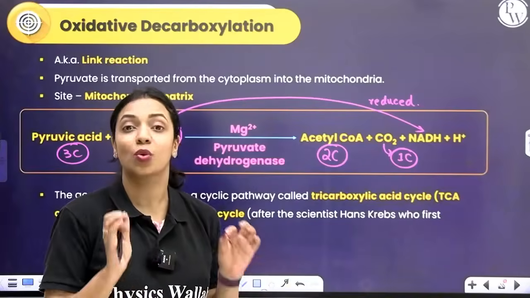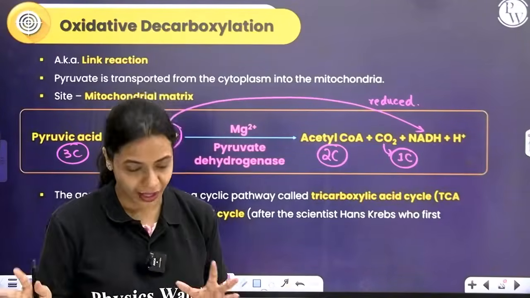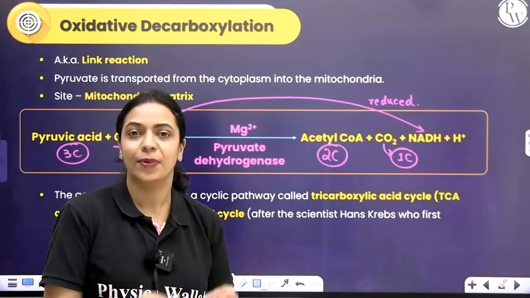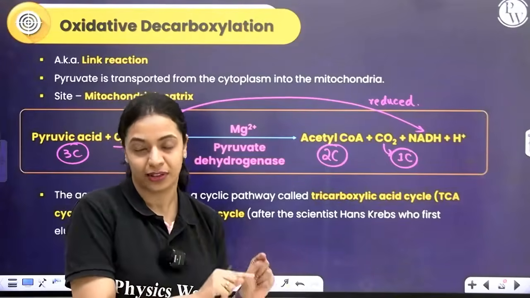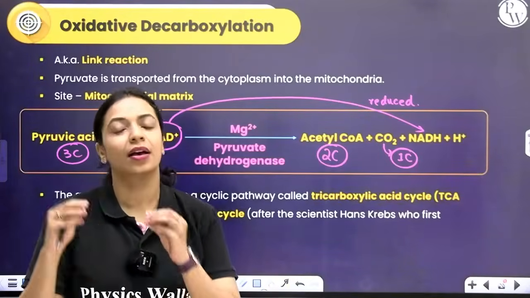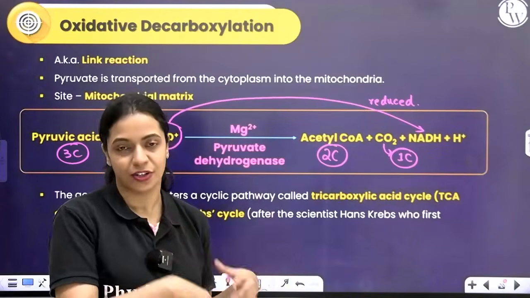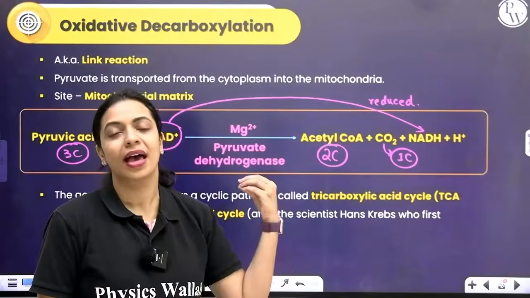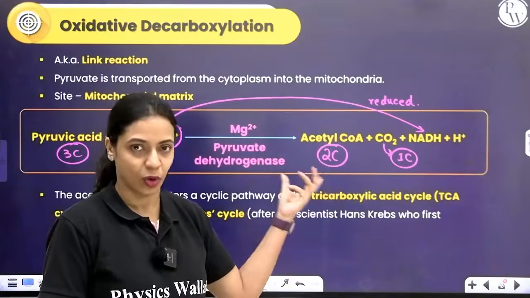This is what happens only in aerobic organisms. This is happening during aerobic respiration, and this is happening in the matrix of the mitochondrion. During oxidative decarboxylation, oxidation also happens, decarboxylation also happens. Pyruvic acid reacts with coenzyme A, undergoes decarboxylation and oxidation to form acetyl coenzyme A, which is a 2-carbon compound, and carbon dioxide molecule is released.